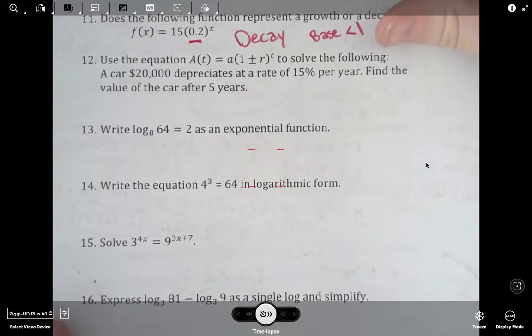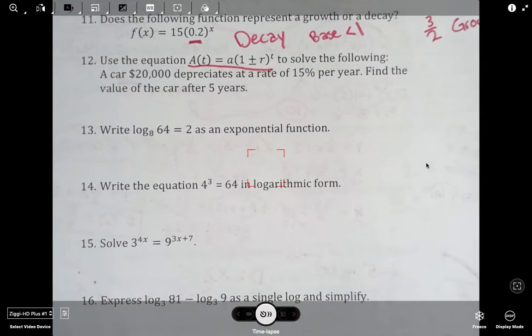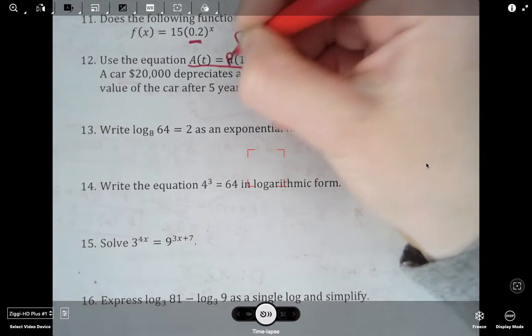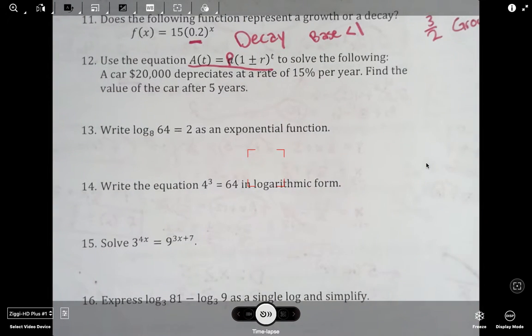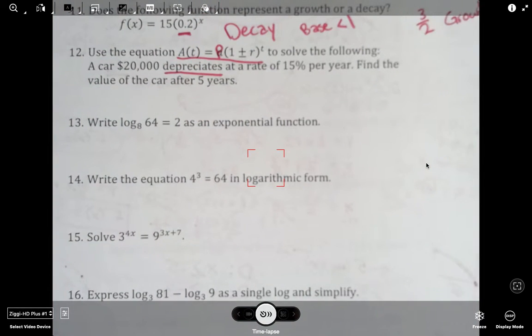All right, in number 12, use the equation. This is the equation for compound interest. Sometimes we call this P instead of A in the center there. That's the principal. To solve the following: a car that is worth $20,000 is depreciating. That's an important word, depreciating, at a rate of 15% per year. So is it increasing or decreasing in value? It's going down. Find the value of the car after 5 years.